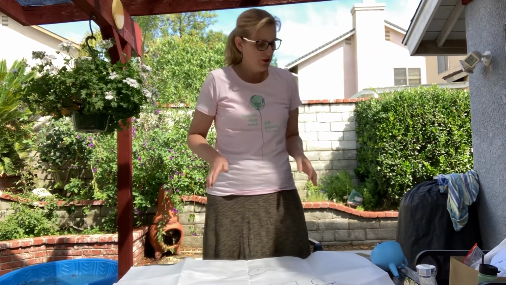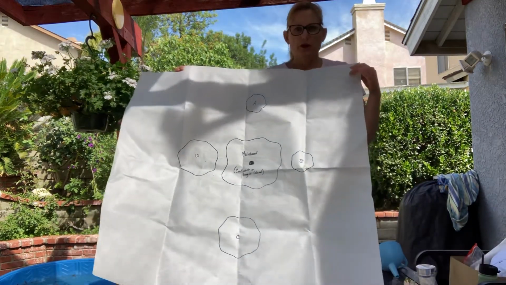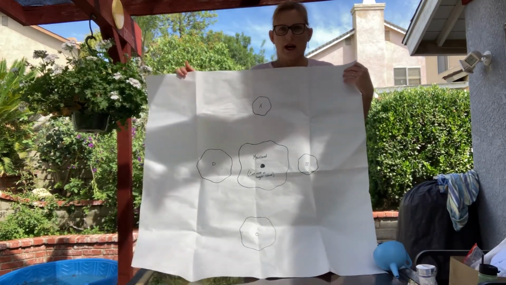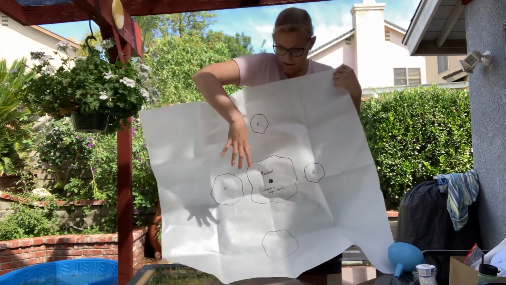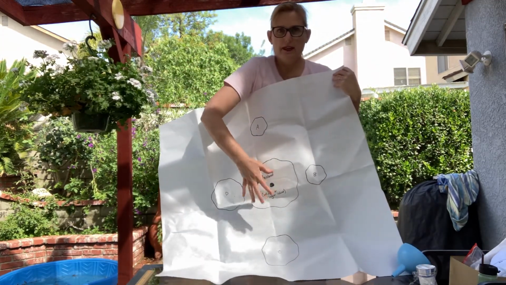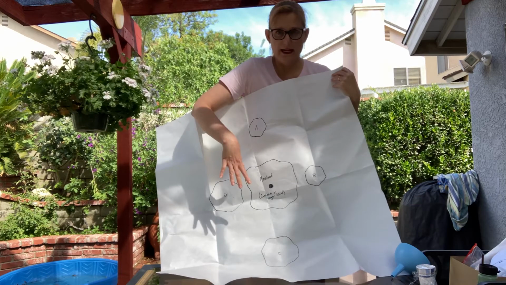Today I'm going to show you how to run and set up the Island Biogeography Theory lab in your classroom. What you need for this lab is some poster paper, and on this poster paper you're going to make, with a template, a mainland in the middle, and then two big islands and two small islands.